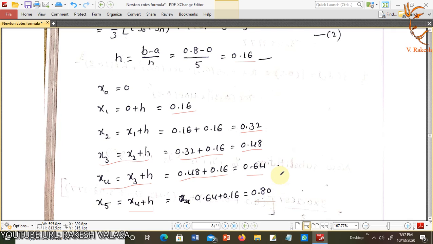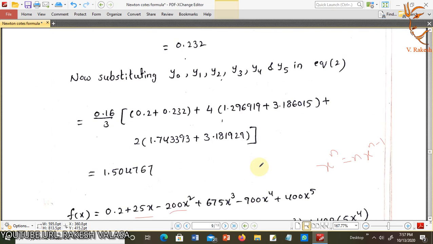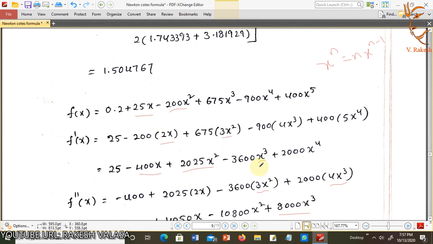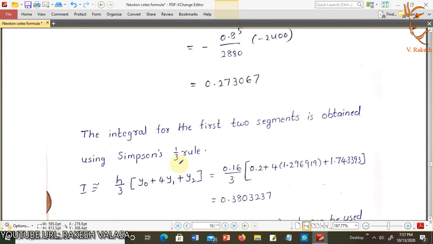In the given question, use it in conjunction with Simpson 1 by 3 rule to integrate the same function for 5 segments. So you can use both formulas for this situation. The integral for the first 2 segments is obtained by using Simpson's 1 by 3 rule. The formula is h by 3 into y naught plus 4y1 plus y2. H means 0.16 by 3, y naught means 0.2, 4 into y1 means 1.